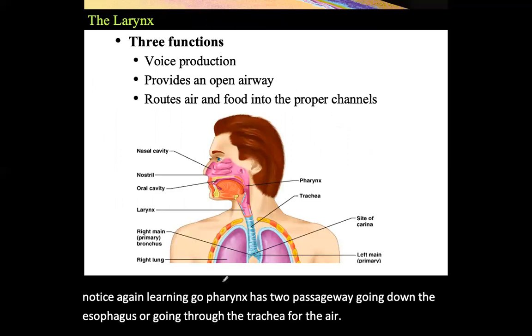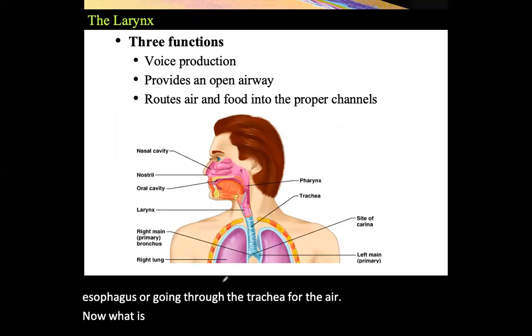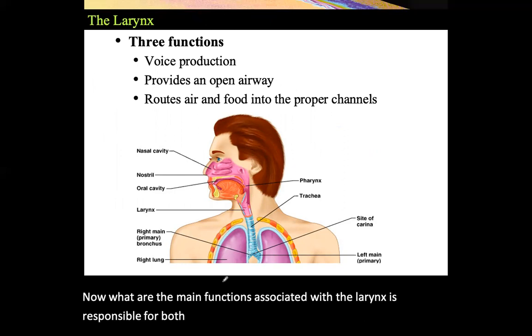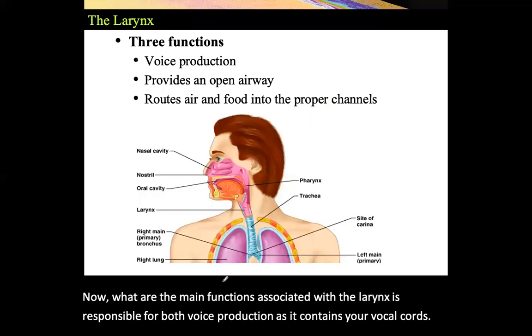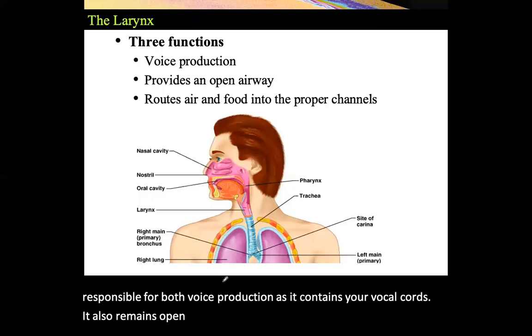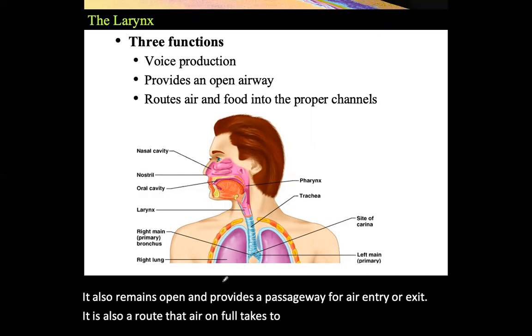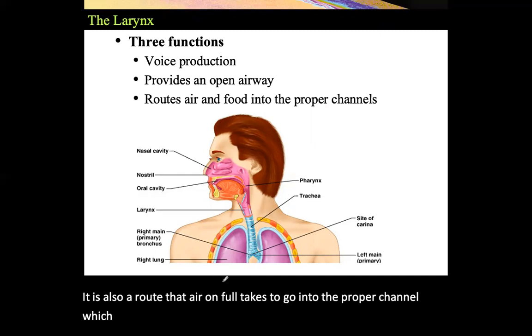Now, what are the main functions associated with the larynx? Larynx is responsible for voice production, as it contains your vocal cords. It also remains open and provides a passageway for air entry or exit. It is also a route that air and food take to go into the proper channel, which is, again, what we already discussed earlier.